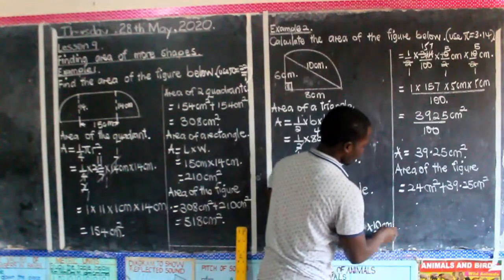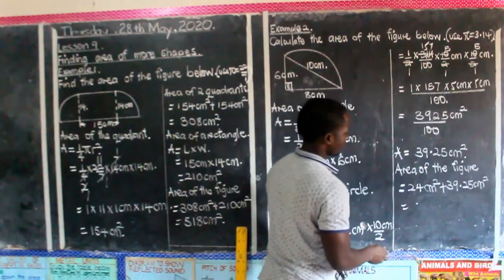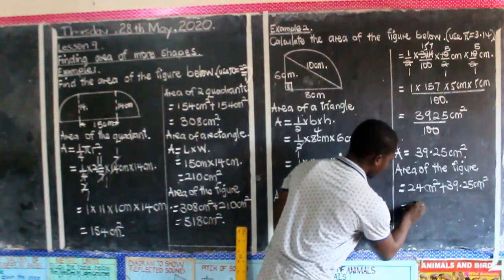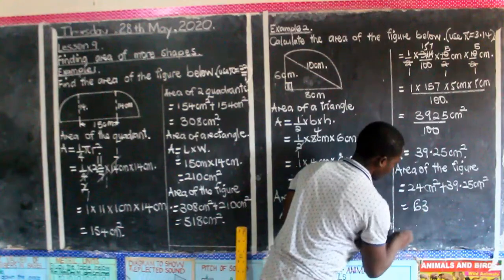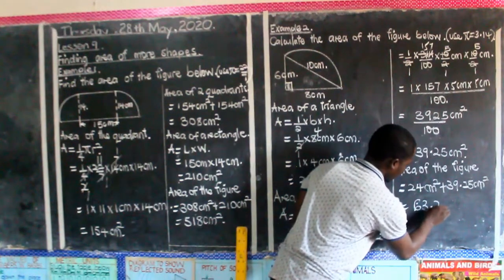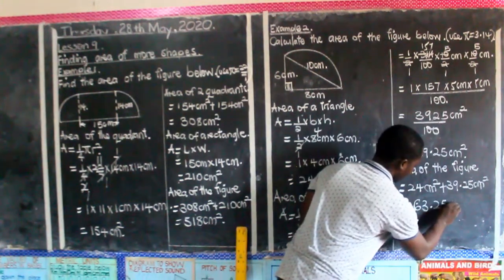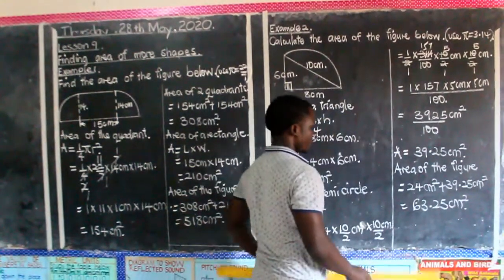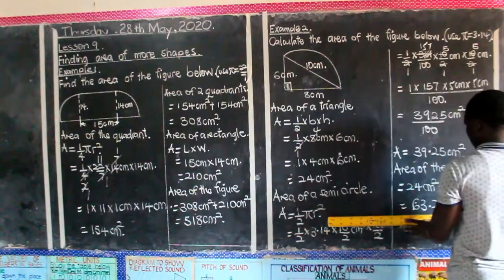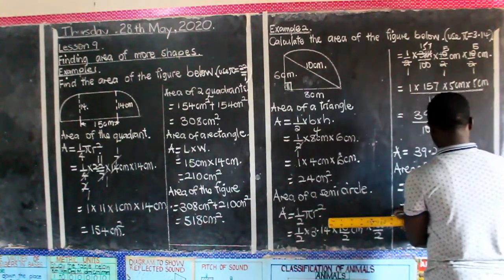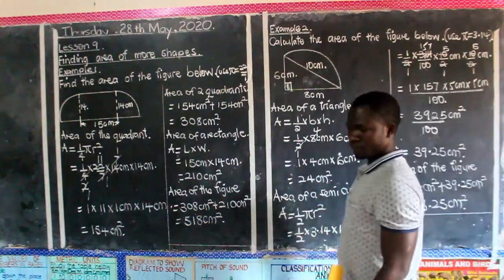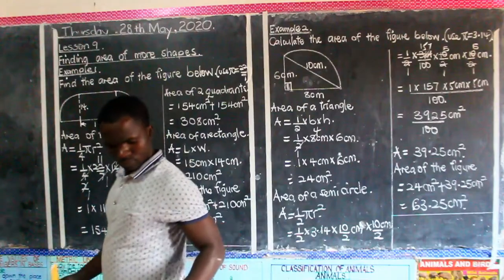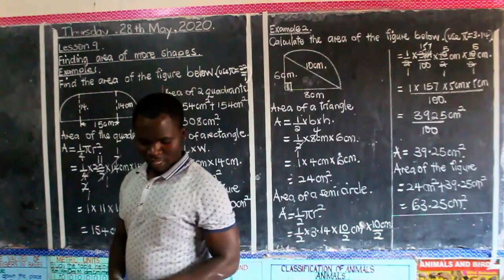The area of this figure is 63.25 square centimeters. Example 3 is the last.